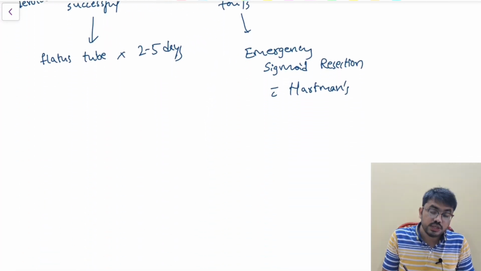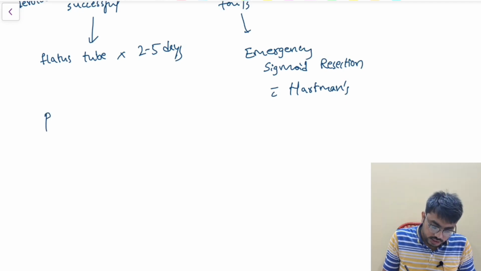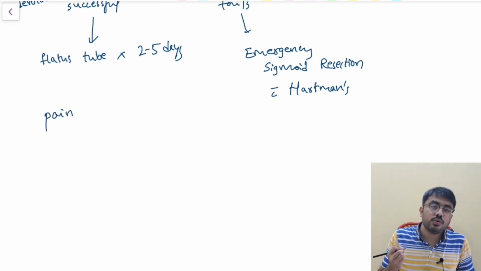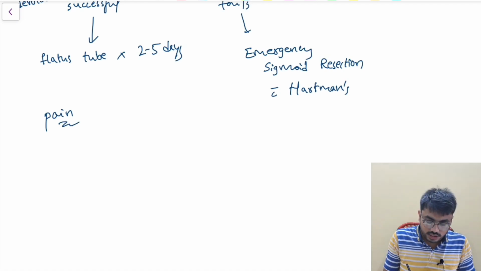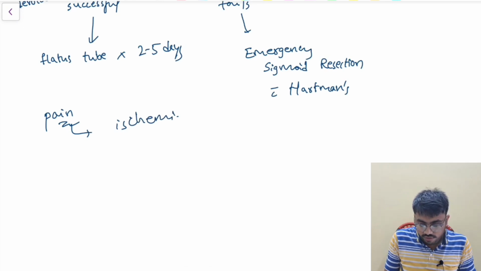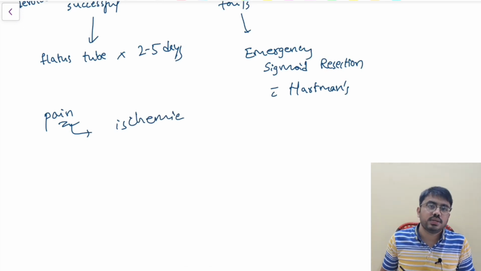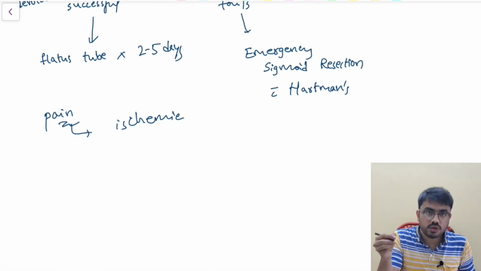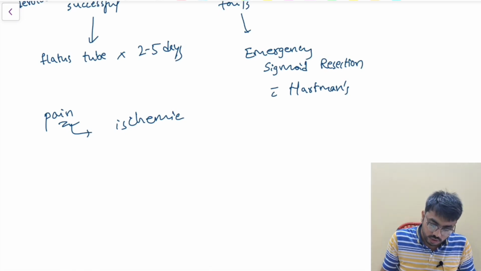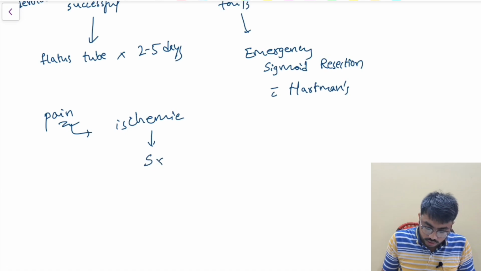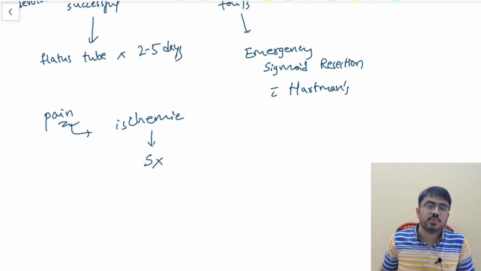Suppose a patient presents with massive distension, and the patient is also complaining of pain. Now I have to suspect ischemia in this patient. If there is ischemia, it's better not to attempt therapeutic endoscopic decompression. I have to go straight away for surgery and remove the sigmoid. Emergency sigmoid resection has to be done.